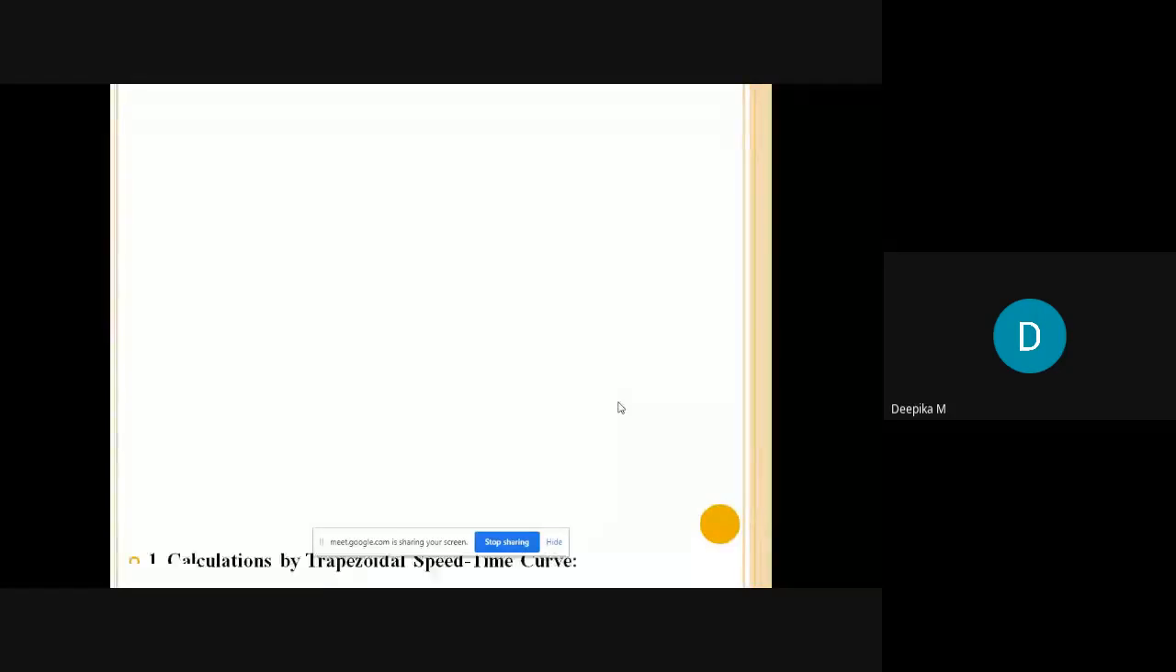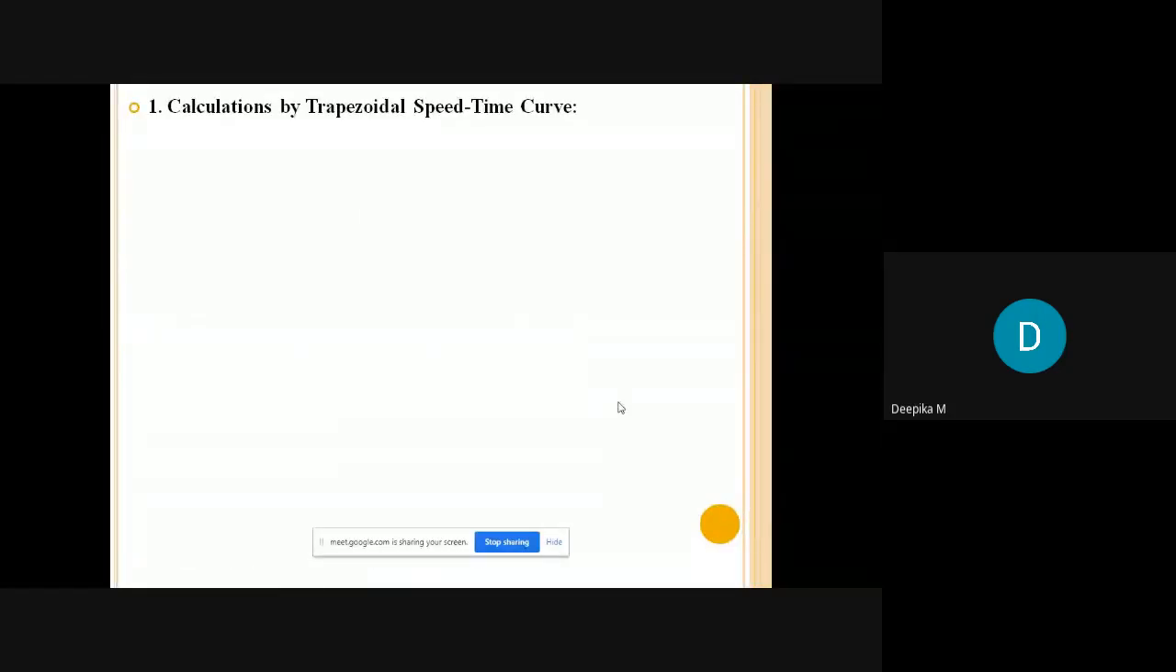So in today's video, I'm going to discuss the derivation of the trapezoidal and quadrilateral curve with respect to the traction system. You can see the PPT here. First of all, we are going to study the calculations of the trapezoidal speed time curve. The speed time curve is the plot between speed and time, and this is with respect to the train system.